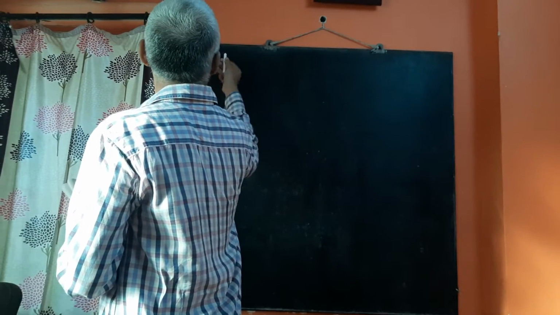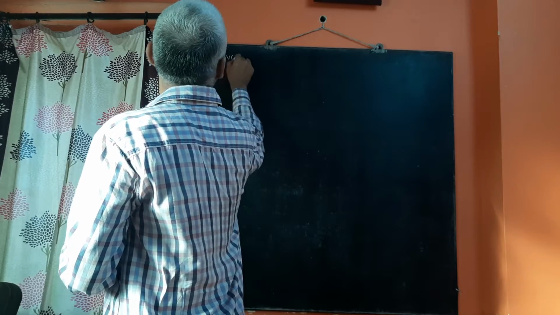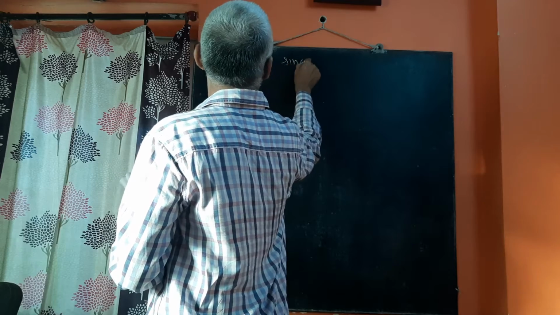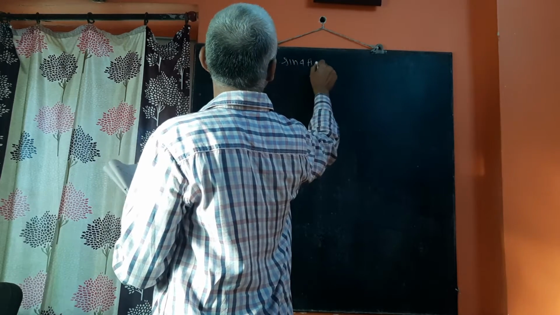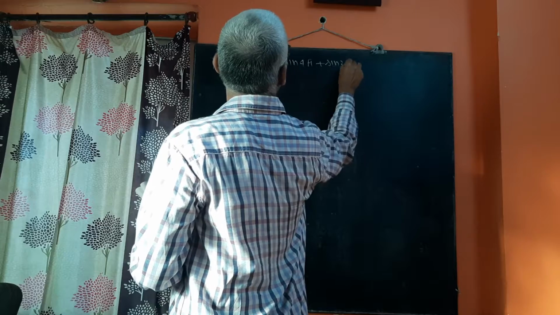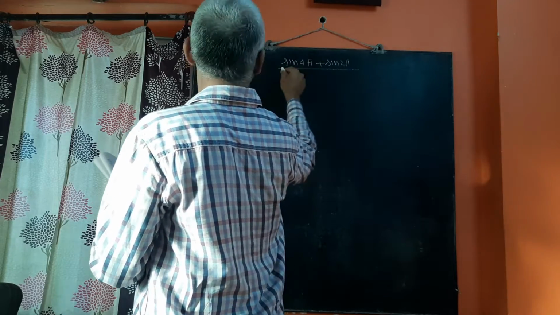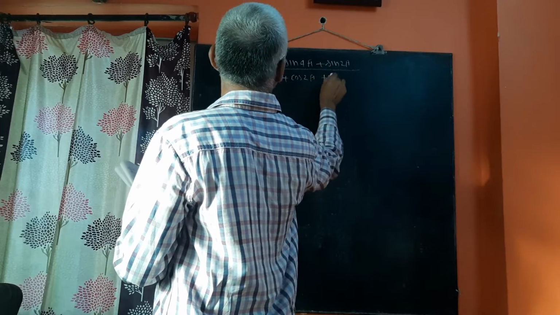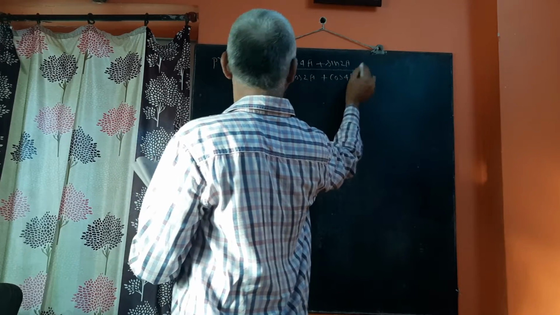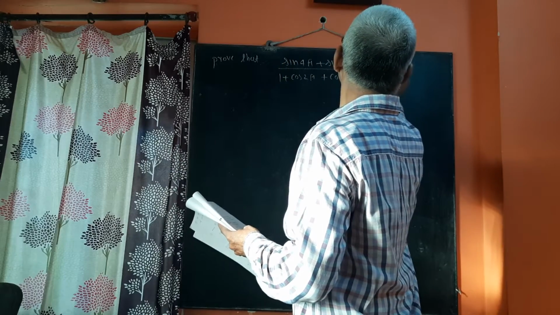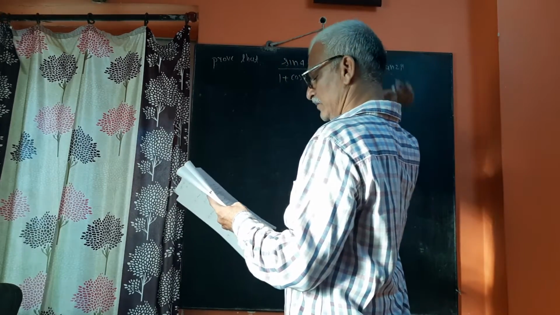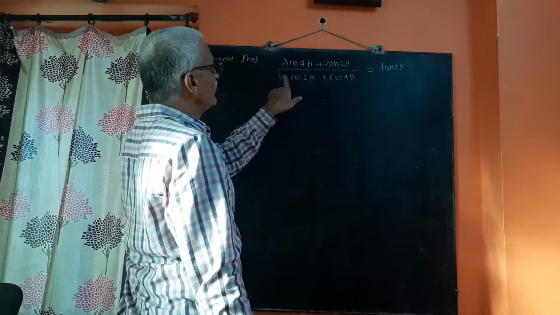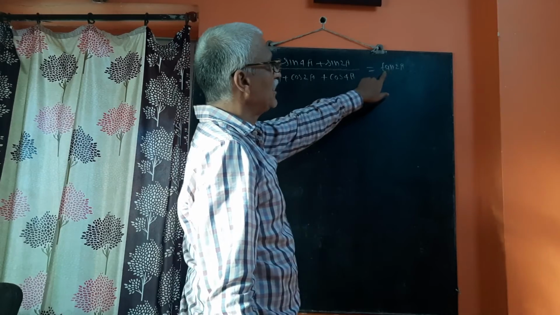Prove that sin 4a plus sin 2a divided by 1 plus cos 2a plus cos 4a is equal to tan 2a. So here the problem is sin 4a plus sin 2a divided by 1 plus cos 2a plus cos 4a. We have to prove that it equals tan 2a.